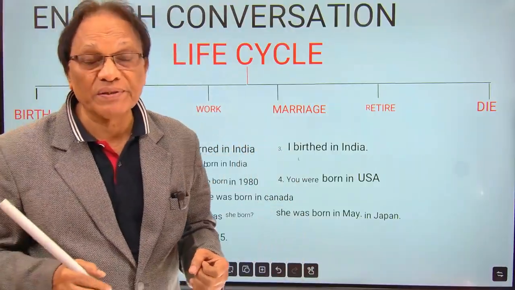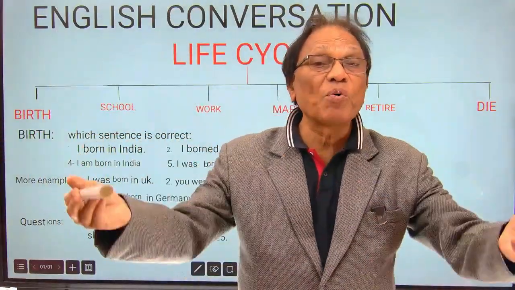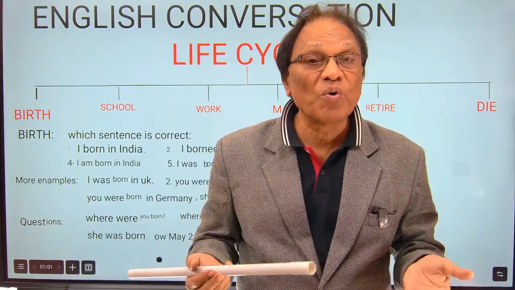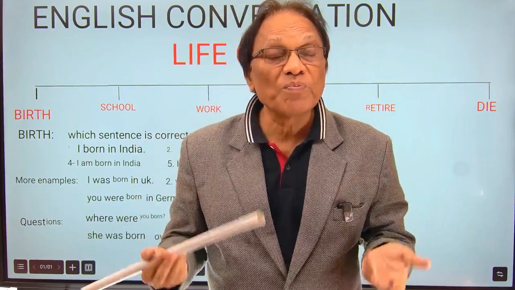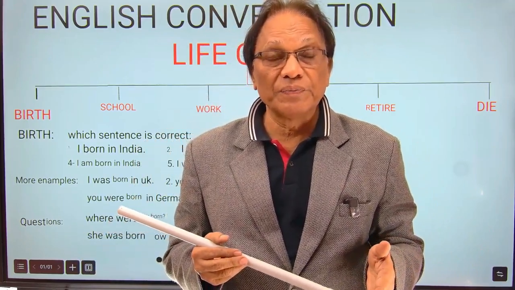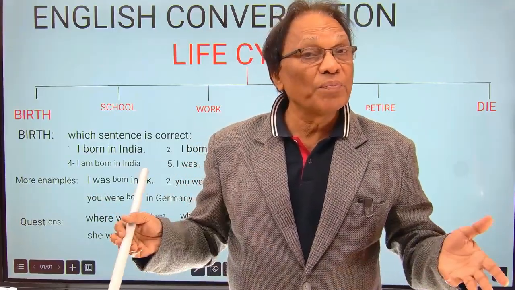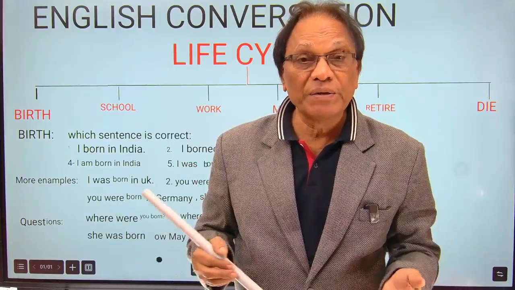Where was she born? Where was he born? Where were they born? She was born in Tokyo. He was born in Tel Aviv. He was born in Mexico. She was born in Texas. They were born in Washington, D.C. You can have any number of sentences.